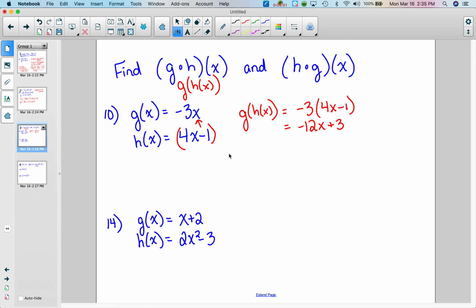And if I go the other way, and I have h of g of x, that means I'm taking g of x and putting it inside of h. So I'm going to have 4 times negative 3x minus 1. So that gives me negative 12x. And I'm not distributing it because the negative 1 is not inside the parentheses, so it's still going to be a minus 1.